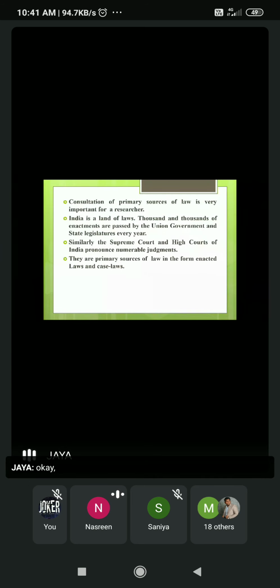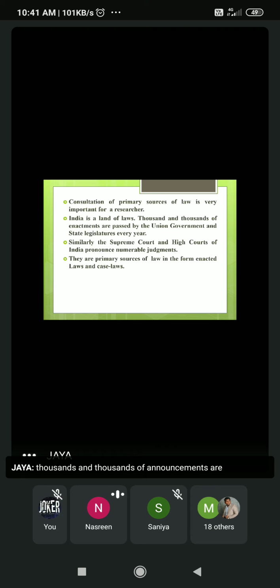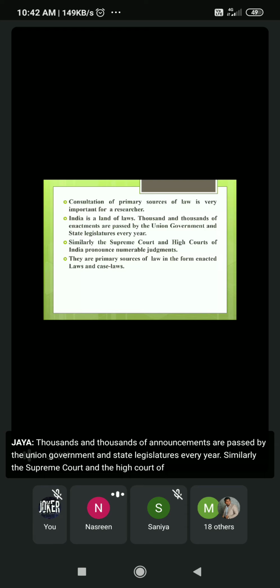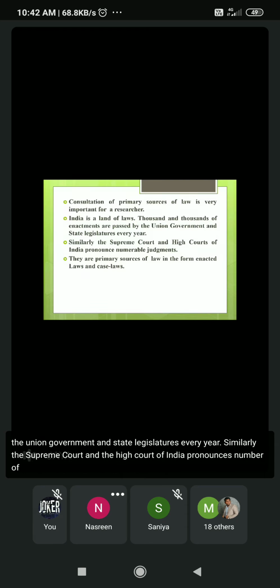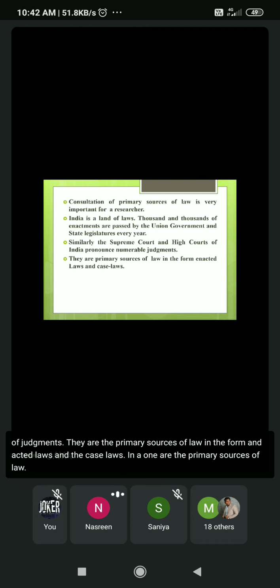Okay. So now, India is a land of laws. Parliament and state legislatures enact laws every year. Similarly, the Supreme Court and the High Courts of India pronounce a number of judgments. They are the primary sources of law in the form of enacted laws and case laws. See now, what are the primary sources of law? India is a land of laws. How many laws are enacted every year?